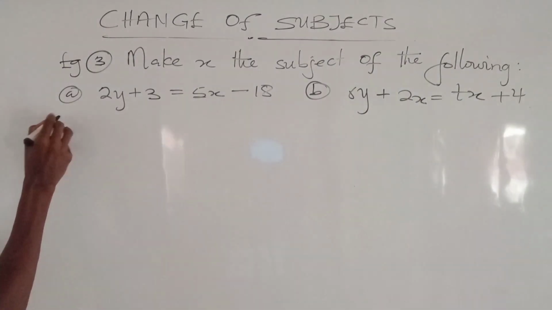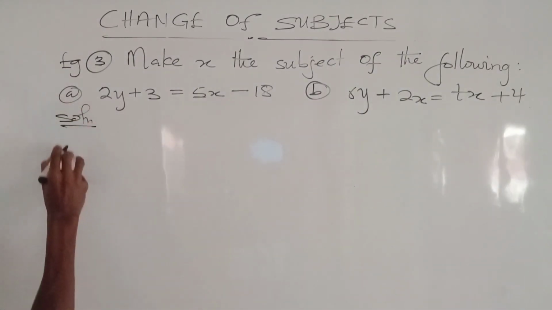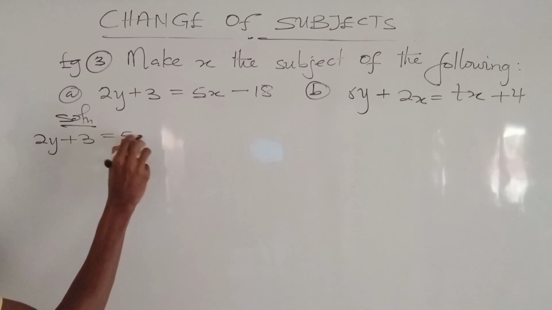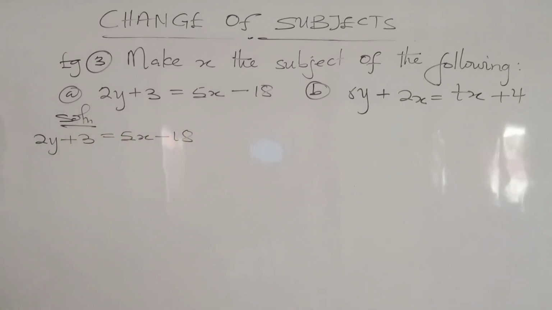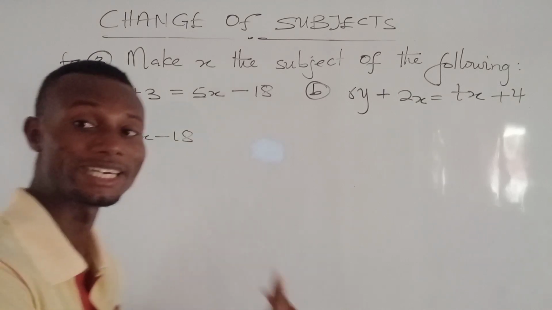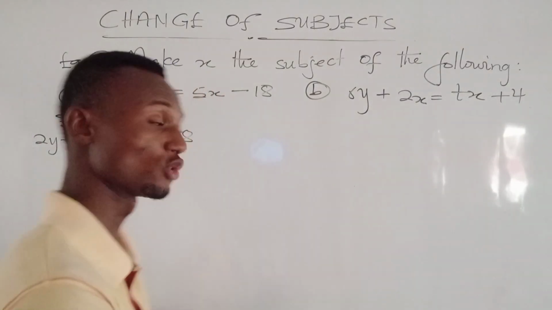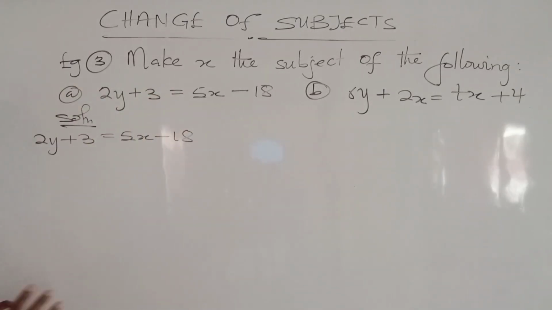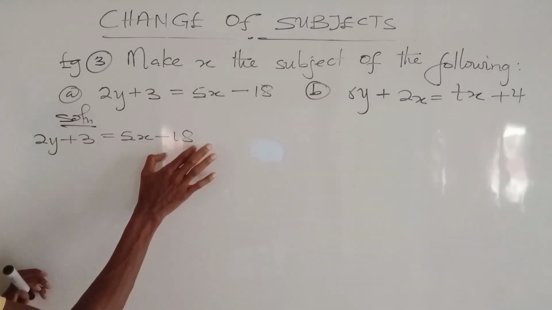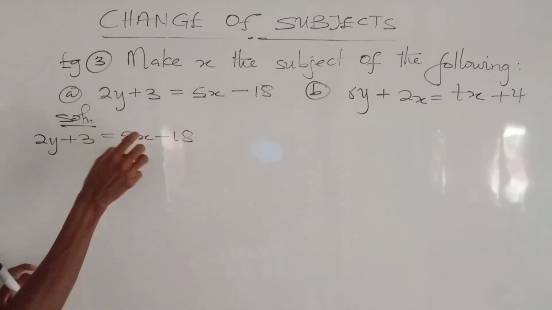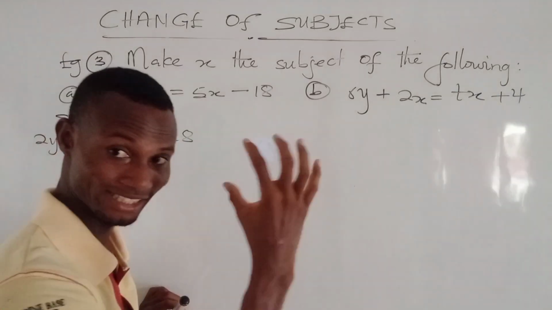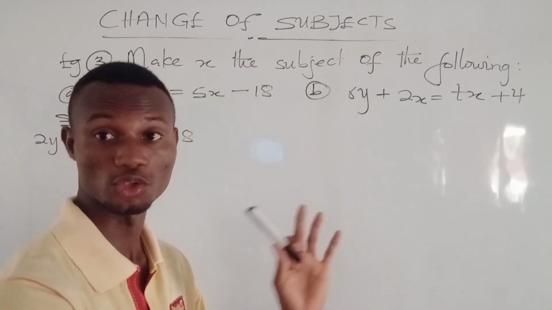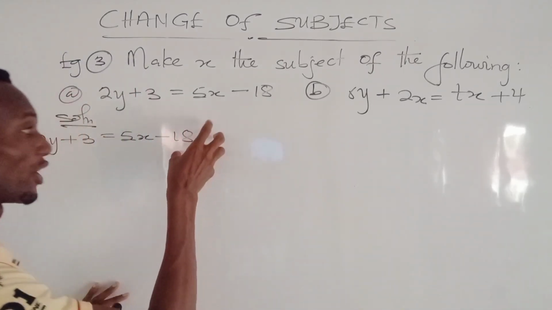Let me write down my solution and let's do it together. I have 2y plus 3 equals 5s minus 18. We have to make S the subject from this equation, meaning we should make S stand alone. So the first thing to do is to move this negative 18 away. You can see that we have 5s minus 18 here. This minus 18 is attached to the 5s, and making S stand alone means everything attached to S, we are going to move away.